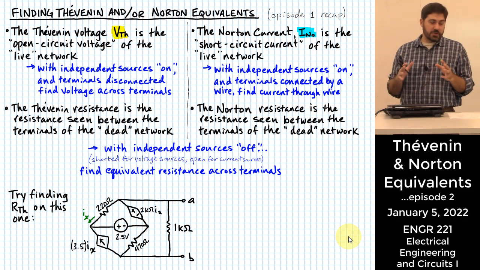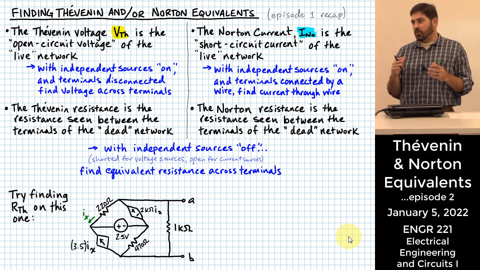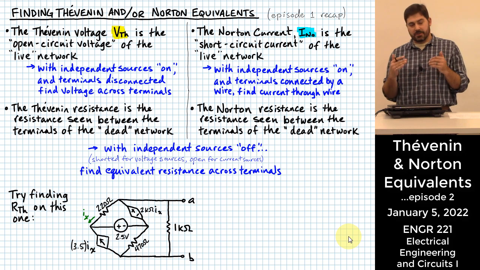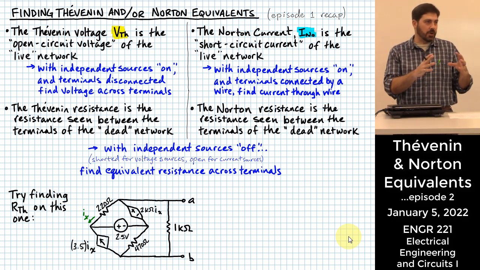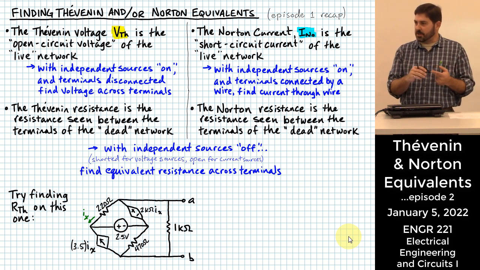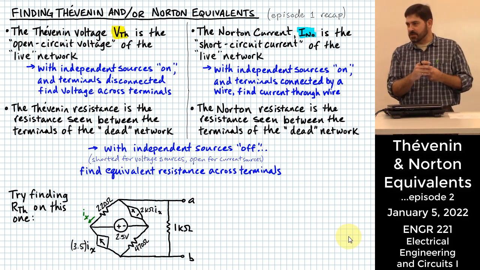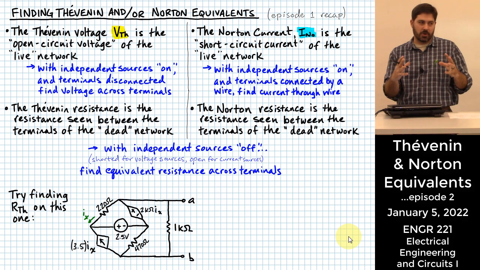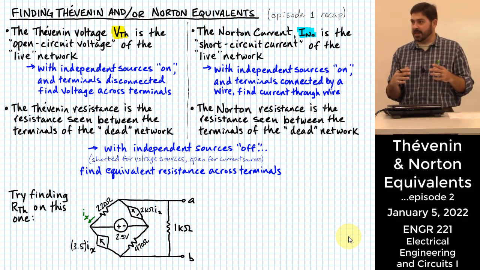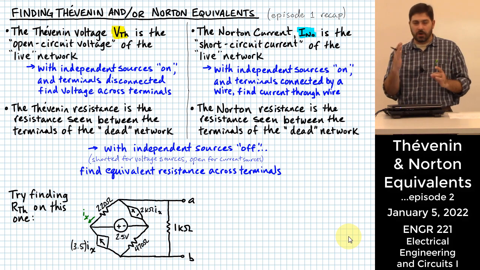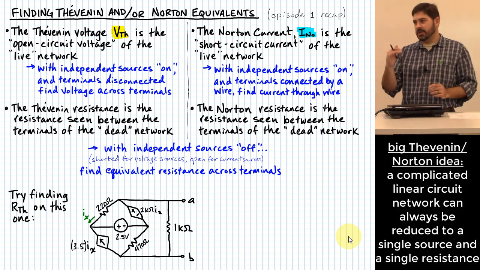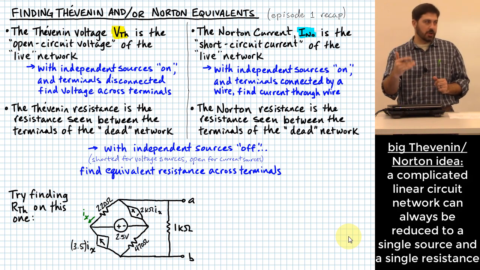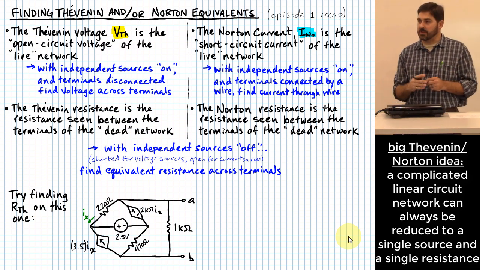So what we've done so far is that we can figure out what these equivalent circuits are to model a complicated network of resistors and independent sources. We can take a complicated network like that and reduce it down to a more simple network that has just one source and one resistor in it. The Thevenin equivalent is one voltage source, and the Norton equivalent is one current source. So far that's what we've done.